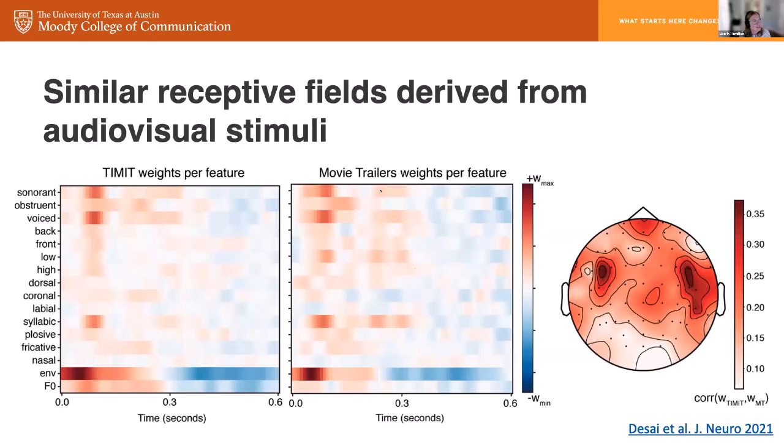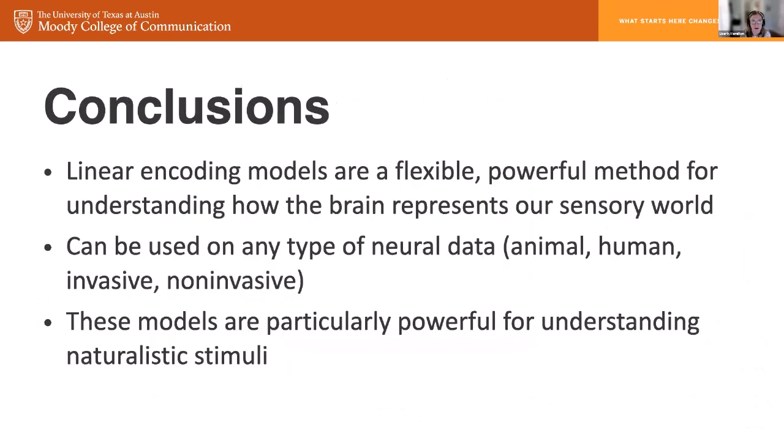And in fact, she even did a comparison between the receptive fields that you get when you use only the movie trailer data on the right or only the TIMIT sentence data on the left. And they're very similar. And this is just a correlation for each of the sensors on the head, for how similar those actually are. So I hope that in this talk, I've shown you a little bit about how powerful these linear encoding models are for understanding how the brain represents our world.